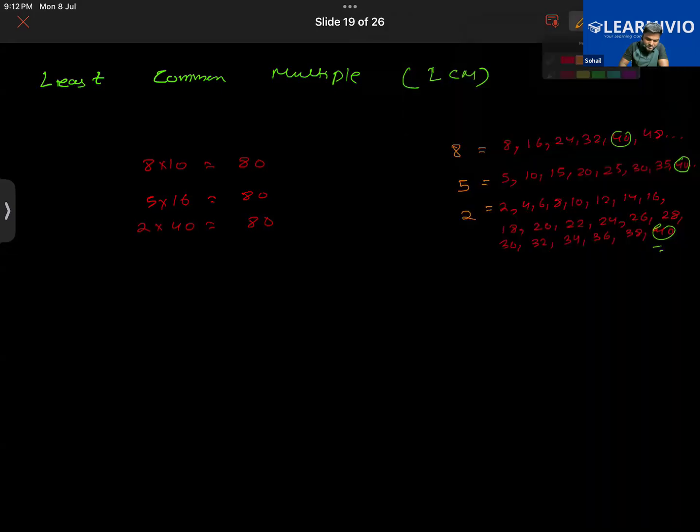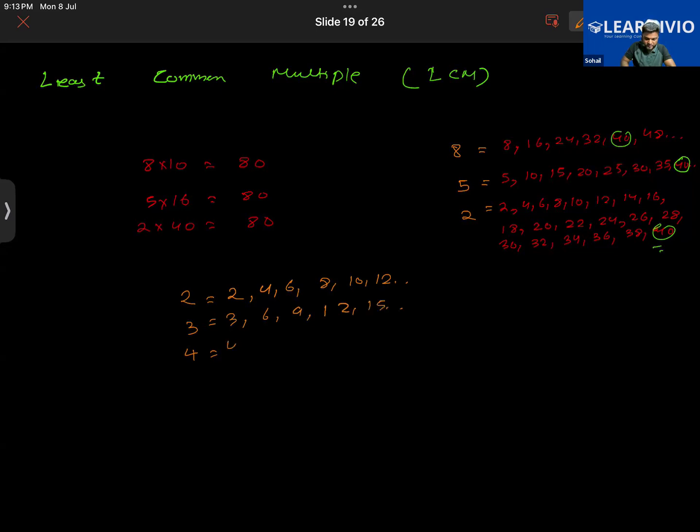Or take some smaller numbers, like 2, 3, and 4. The common multiples of 2, 3, and 4 are as follows. The multiples of 2 are 2, 4, 6, 8, 10, 12, like this. Of 3: 3, 6, 9, 12, 15, like this. And of 4: 4, 8, 12, 16, 20, like this. Which is the first common multiple?